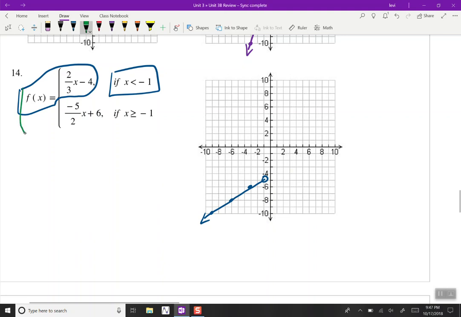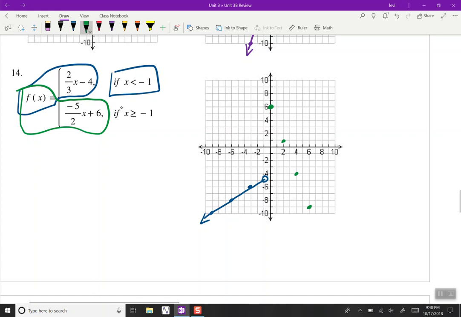I'm going to erase all those points that are greater than -1. Same thing here. F of x equals -5 halves x plus 6. What's our y-intercept? Is it 6? Right? And then we're going to go down 5, right 2. Down 5, right 2.